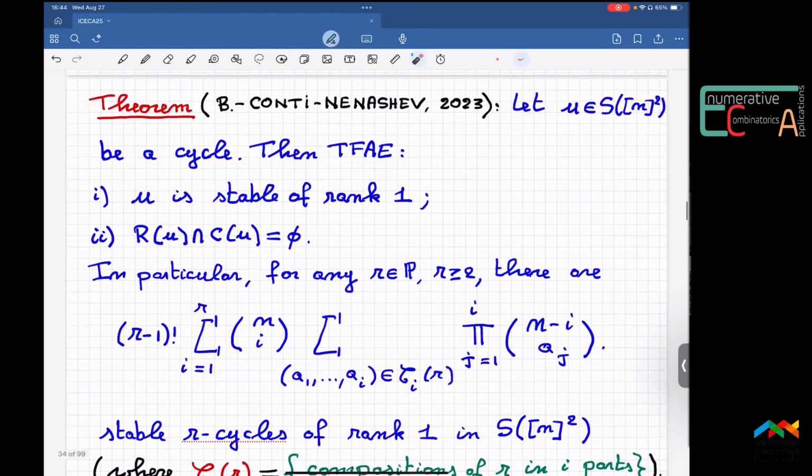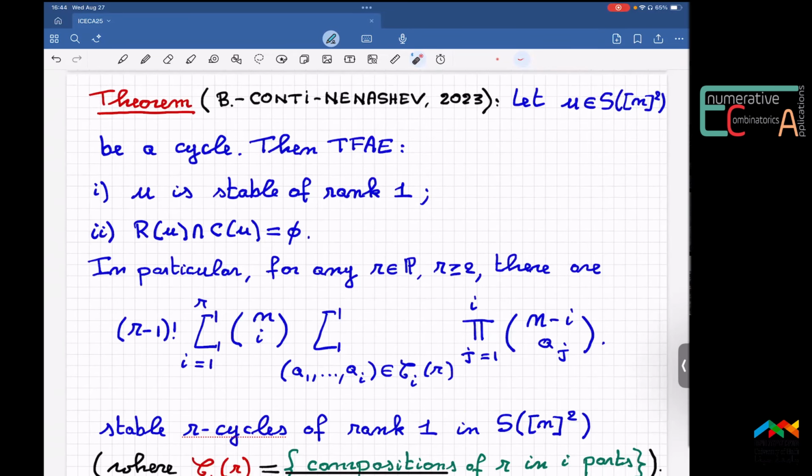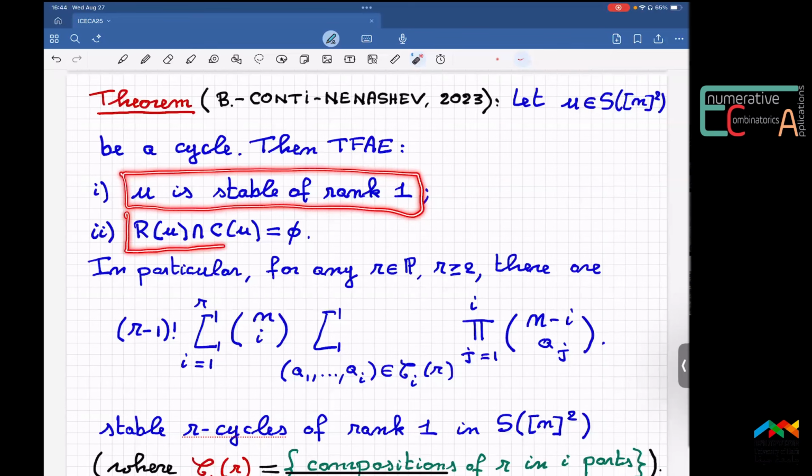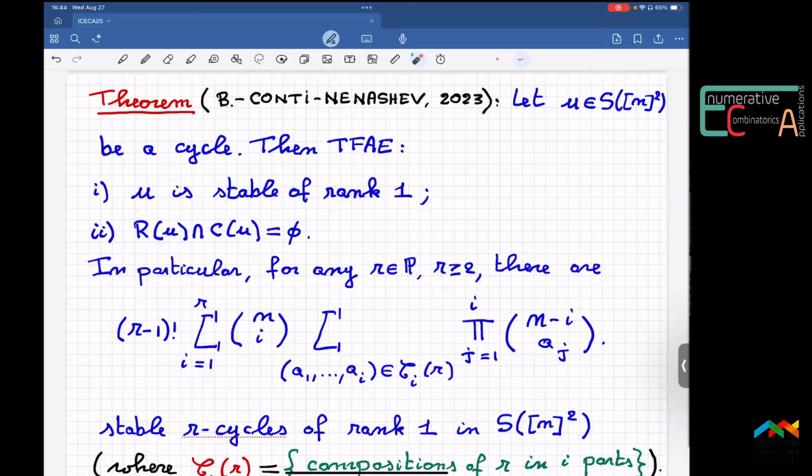So this result we proved with Roberto Conti first for transpositions, and then we were able to extend it with Gleb Koshevoy to any cycle. So again, here it's S_{n²}, u is a cycle, and then the following are equivalent: u is stable of rank 1, and R(u) intersection C(u) is empty. So it's very explicit. You couldn't ask for anything better.